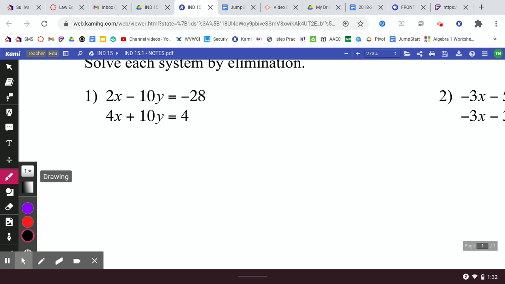So the way you do it is, first of all, they both have to be in standard form. And if you think way back to when we started learning about linear equations, standard form is ax plus by equals c. And here, you've got 2x minus 10y equals negative 28. That's in standard form. The x and the y are on the left. The whole number's on the right. If they're both in standard form, you stack them on top of each other just like this, and then you draw a line underneath it.